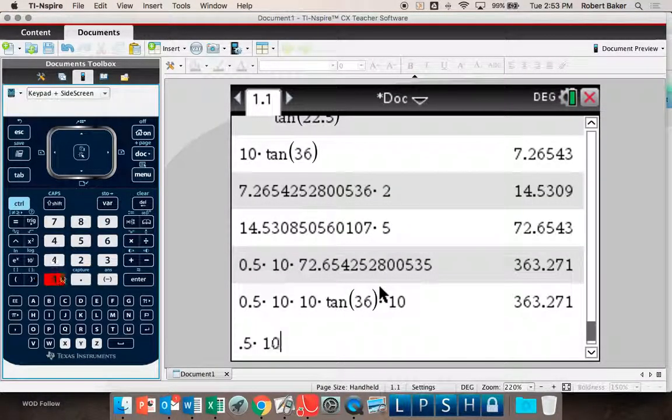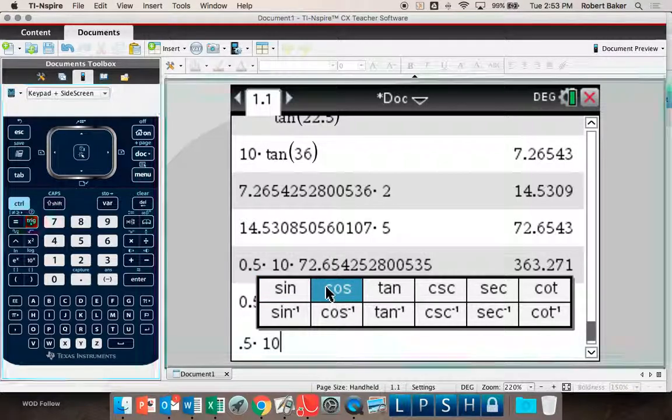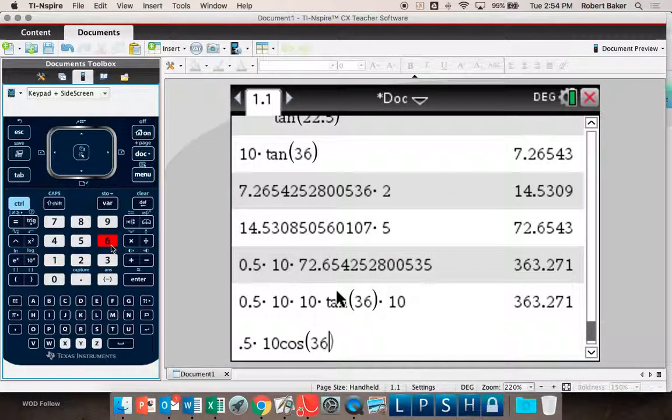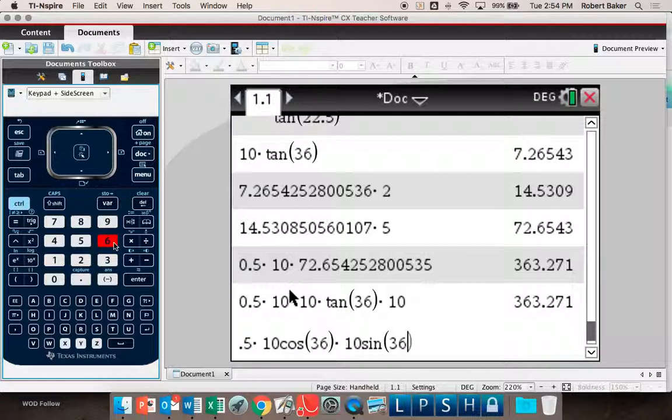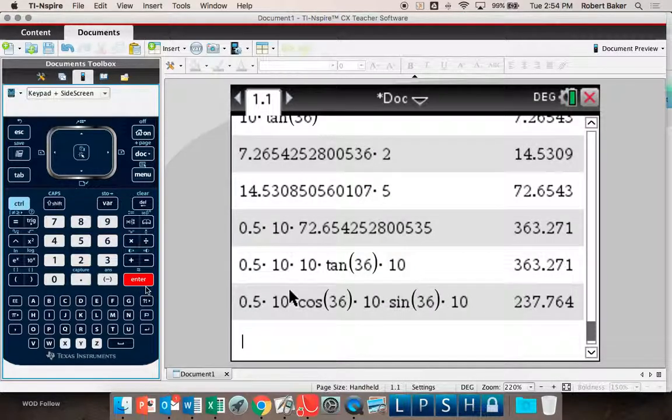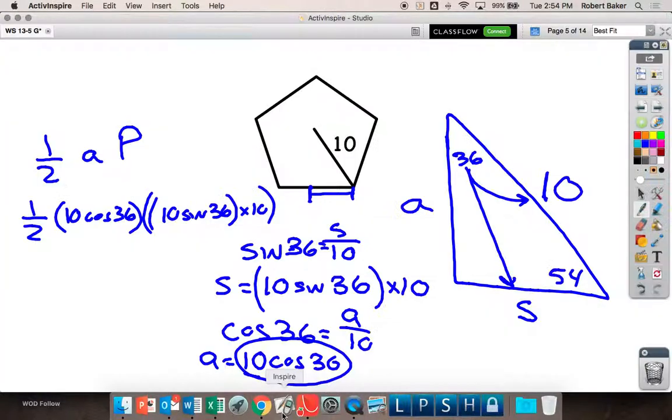0.5 times 10 cosine 36 times 10 sine 36 times 10. 237.7. 237.8. That's easy. That number is very important. I'm going to make sure I write it down. 237.8. Actually, 237.764.